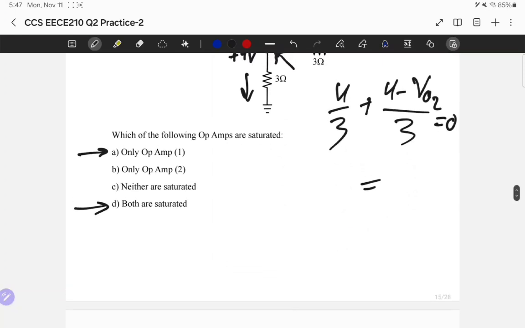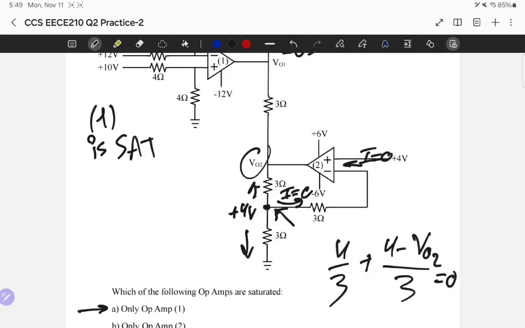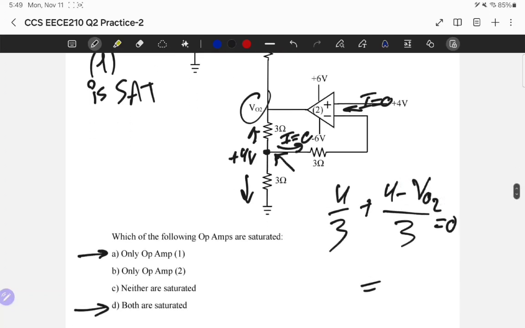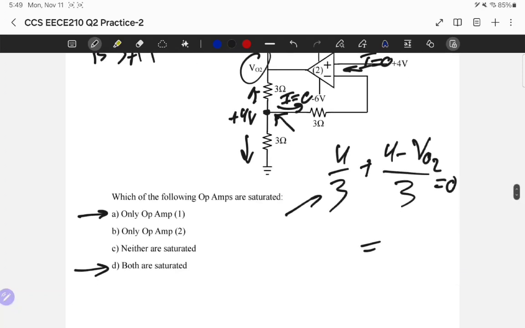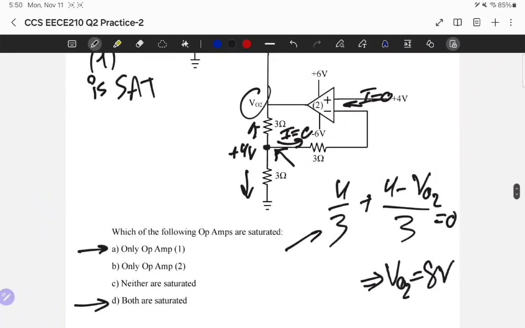Now, I can do all my calculations. So basically we have this KCL in here, so you can find the value of VO2, and after calculation, one equation, one unknown, you find VO2. So in here VO2 is equal to 8 volt.